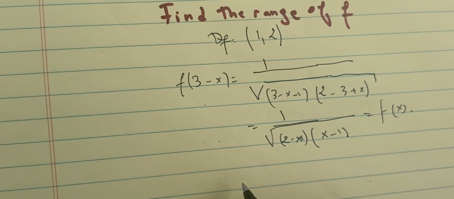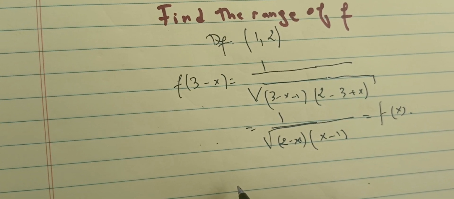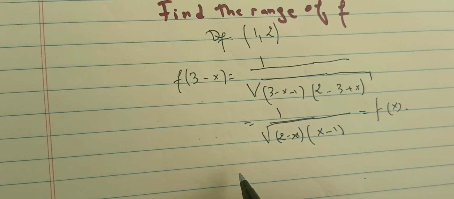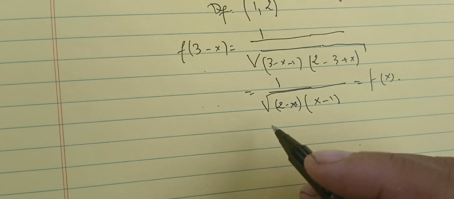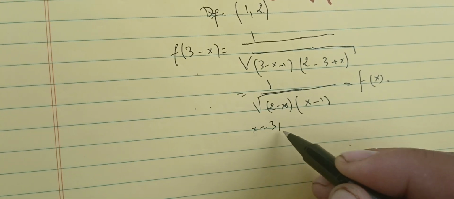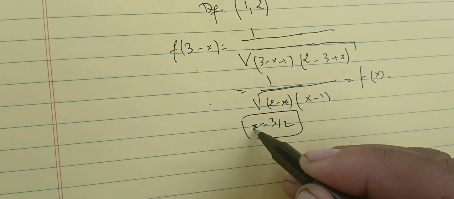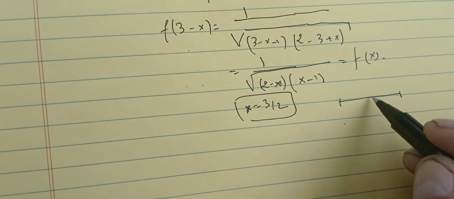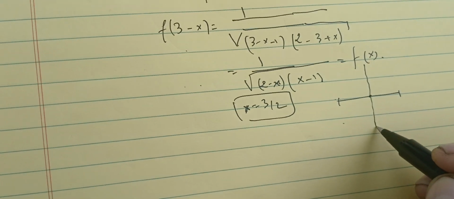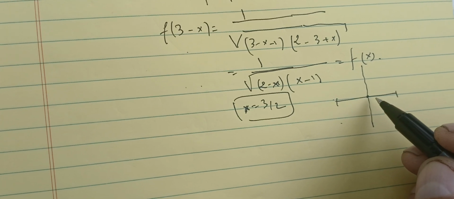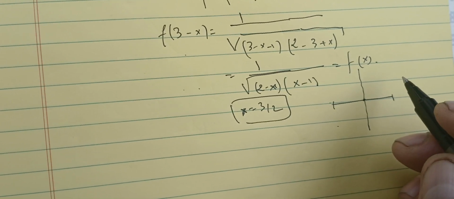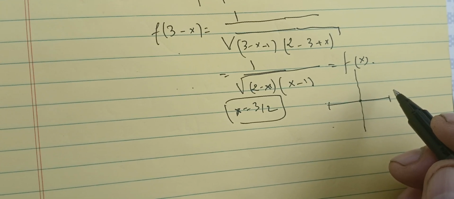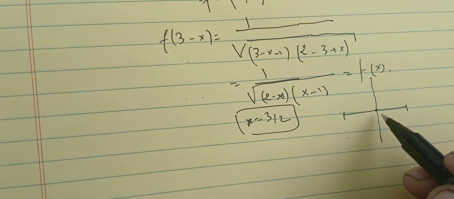Here we can see that our function is symmetric with respect to the axis x equals 3 over 2. So in our interval (1, 2), our function is symmetric with respect to this axis, which is 3 over 2. This will help us find the range.